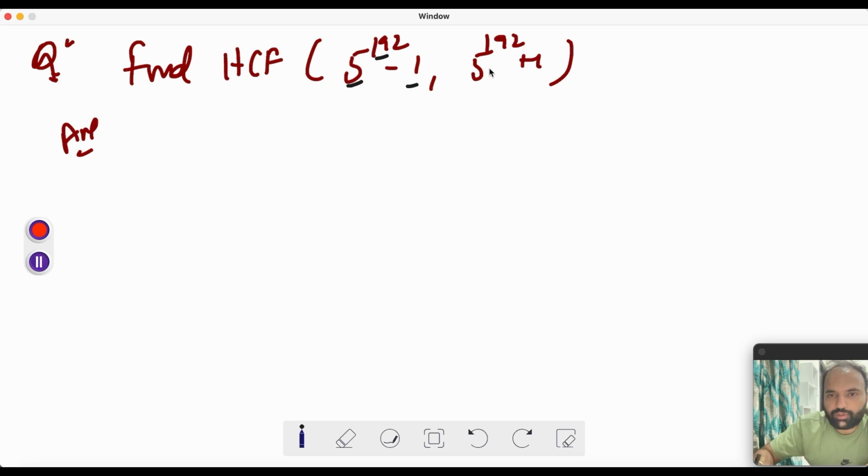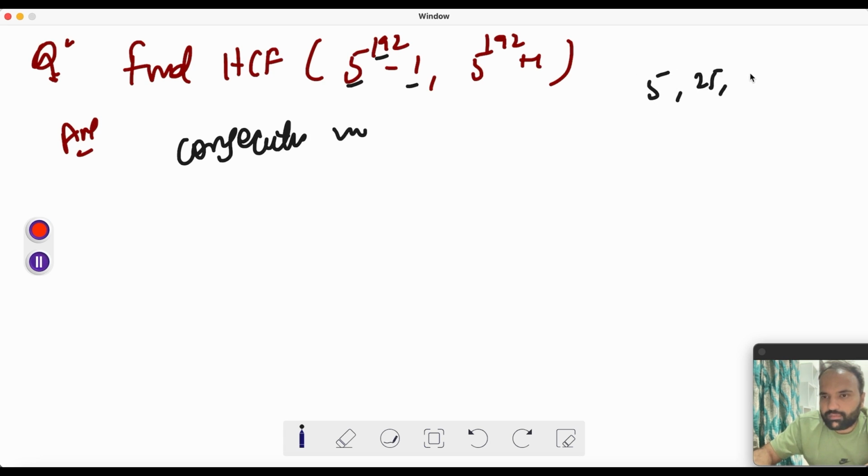If we go simply from here, we see that these two are consecutive numbers, first of all. And second thing, what do we see? That this is an odd number. You can take 5, 25, 125, any power of 5, 625. You can keep going. It would always be an odd number. Any power of 5 would be odd. Any power of 3 would be odd. Any power of 7 would be odd. Because odd multiplied by odd is always odd.